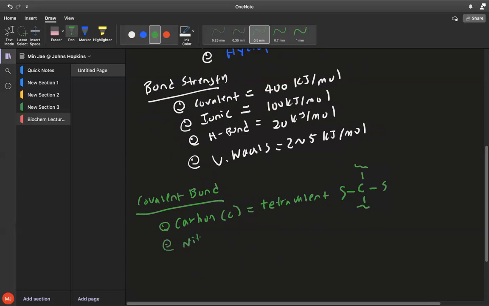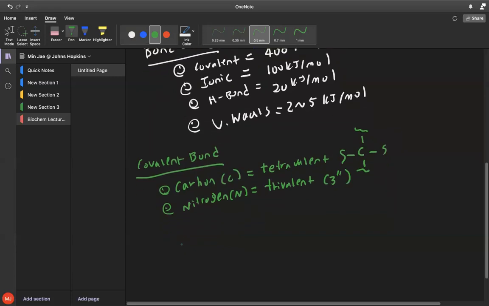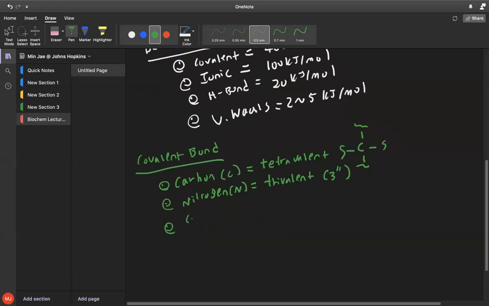The nitrogen has 5 total valence electrons, which means the number of bonds it will have total will be 3 to satisfy the octet rule. So it should be trivalent. Let's just say the number of bonds it can make is 3. Now for oxygen, this one has 6 valence electrons, which means in order to satisfy the octet rule, it will make 2 bonds. So we call it divalent.